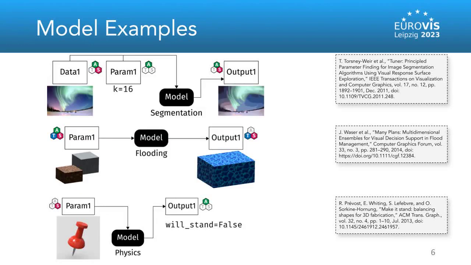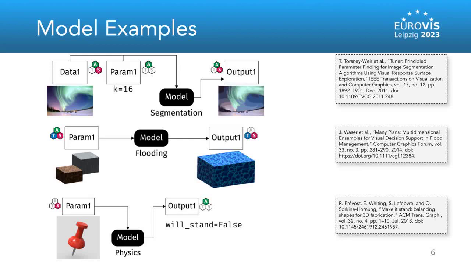Let's go through some useful models to motivate why it is necessary to succeed at the aforementioned parameter space analysis tasks. Image segmentation is used, for instance, in medicine to separate healthy and unhealthy tissue. The input data is an image, not changed during analysis. The segmentation algorithm takes some additional parameters, and the output is a segmented image.